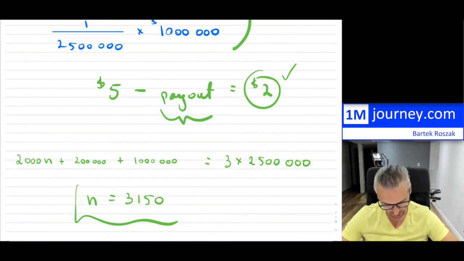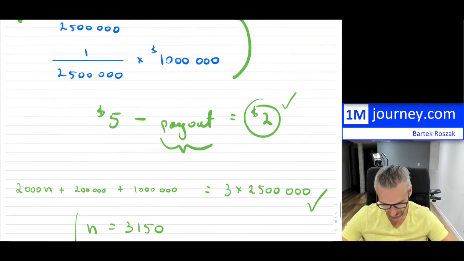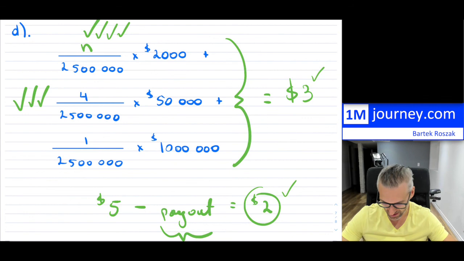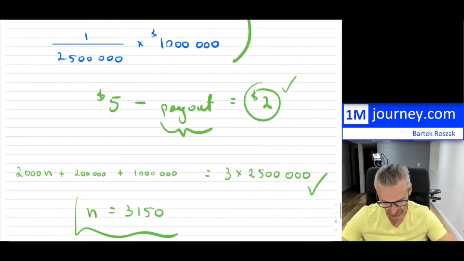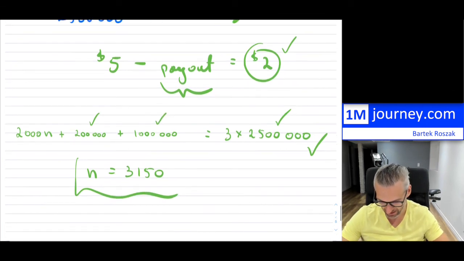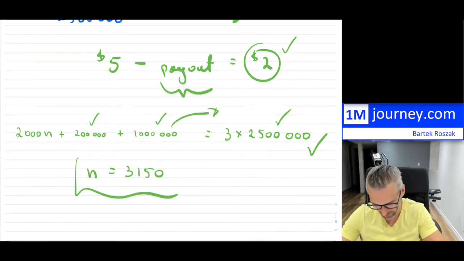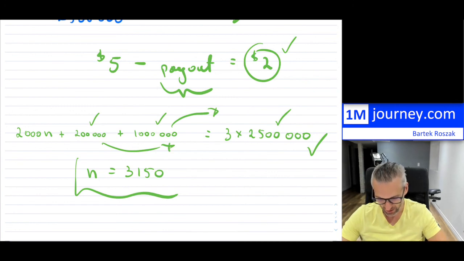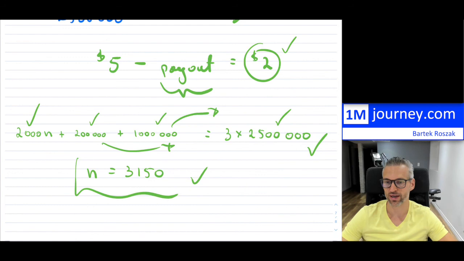All right, so there you go. Okay, so I set it up. I just multiplied both sides by 2.5 million. So that shifted that over. 4 times the 50,000 is 200,000. 1 times 1 million is that. We bring this over to the other side. Okay, we subtract and then we divide by this. And we have quite a lot of prizes.